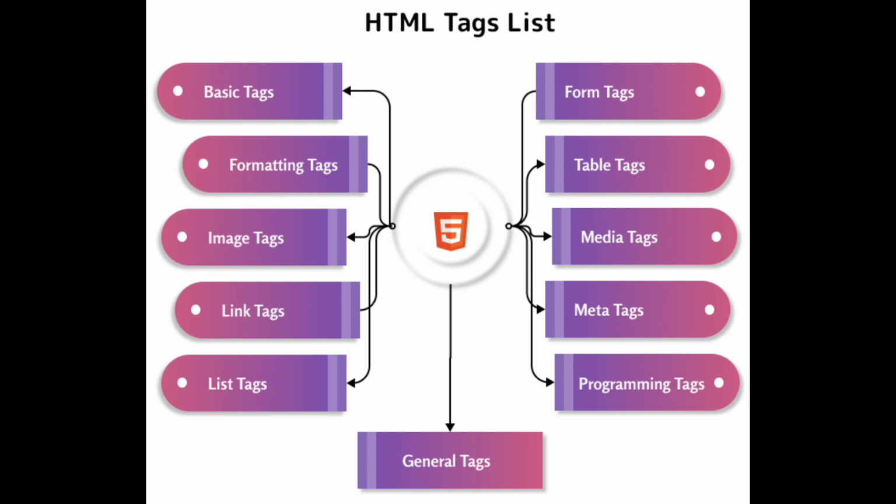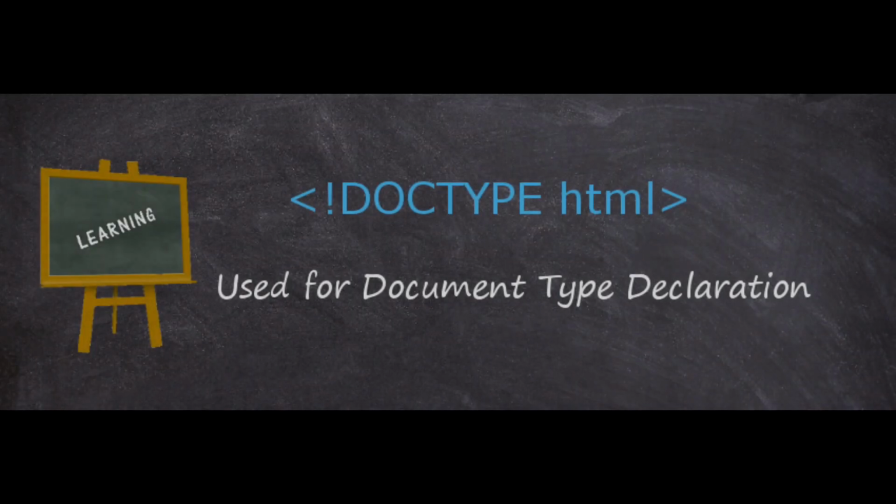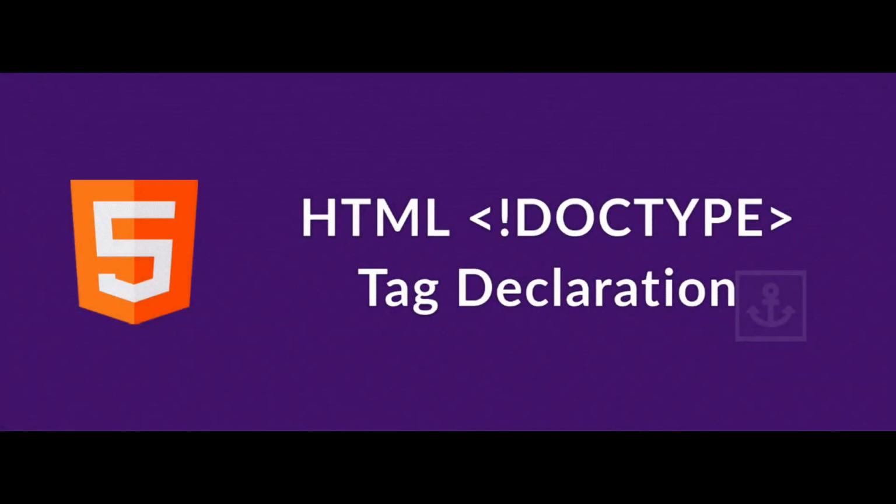So the first type of tags are the basic types of tags. The basic tags also have subtypes, and the first subtype of the basic tags is the doctype tag, also known as the document tag. The doctype tag is the very first line in the HTML document. It tells the browser what version of HTML the document is written in so that the browser knows what to expect.